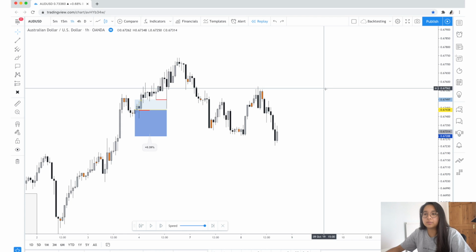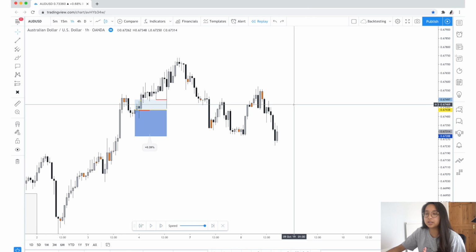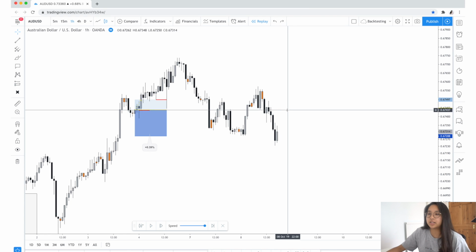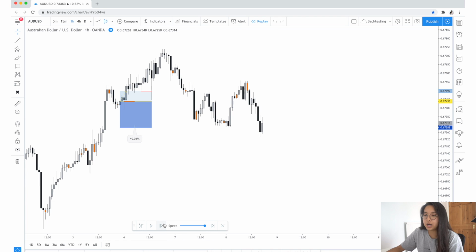It's not the kind of price action that I want to get in with, especially how I trade. For those who are scalping or have another strategy, this could be very lucrative for them. So let's just see what happens.